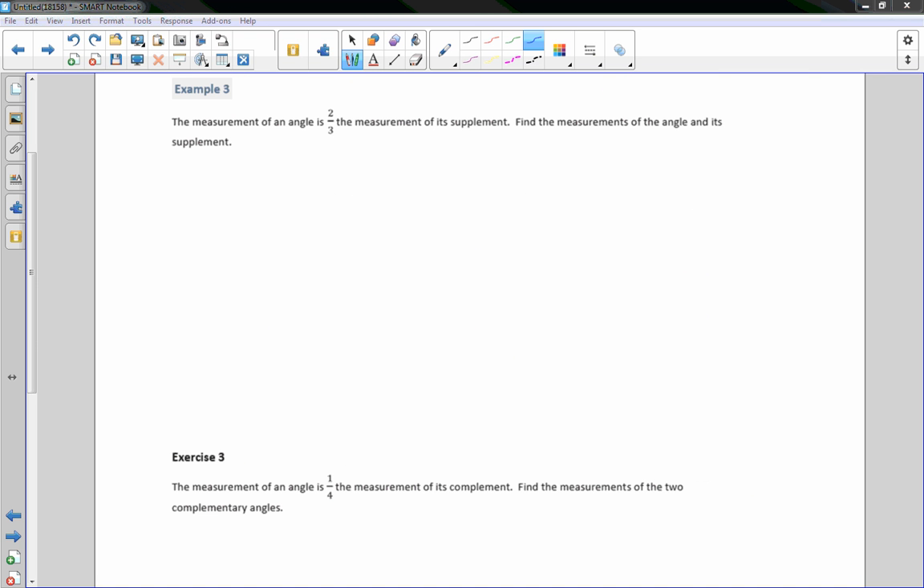Okay, example 3. The measurement of an angle is 2/3 the measurement of its supplement. Okay, supplement means that two angles add up to 180 degrees. The measurement of an angle is 2/3 the measurement of its supplement. Find the measurements of the angle and its supplement. So, the angle that I don't know, I'm going to call x degrees, plus 2/3 of that, which would be 2/3 x degrees, 2/3 of the measure of this angle, 2/3 x, and its supplement equal 180 degrees.